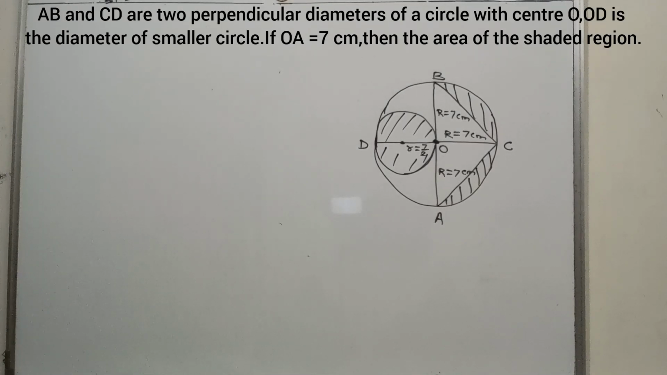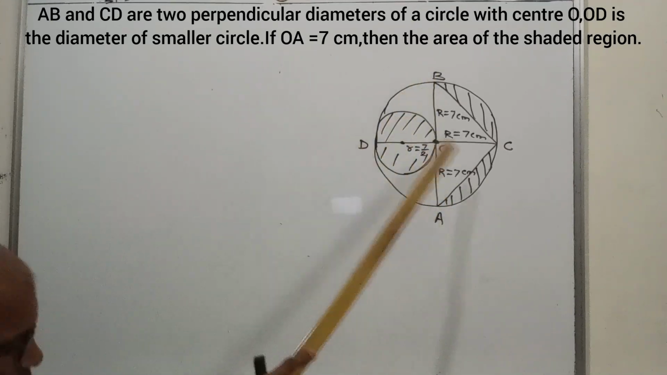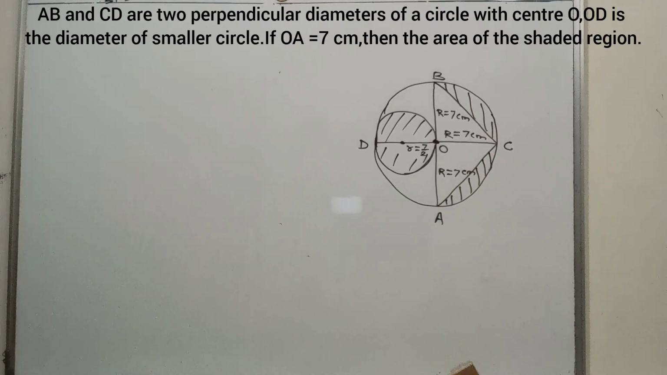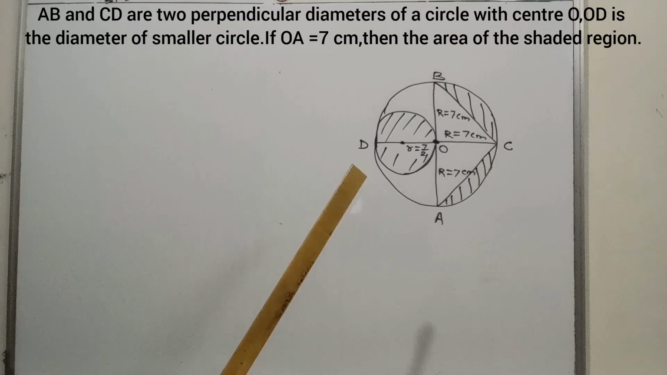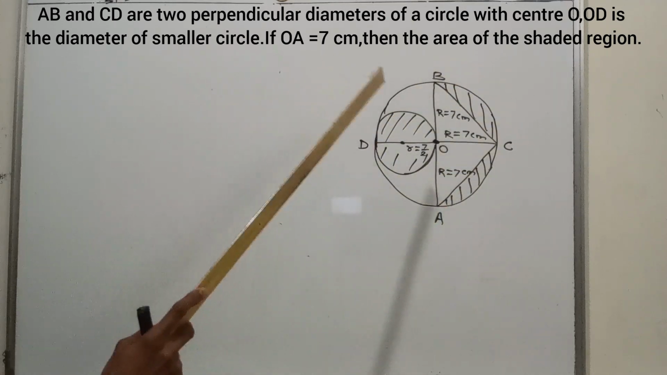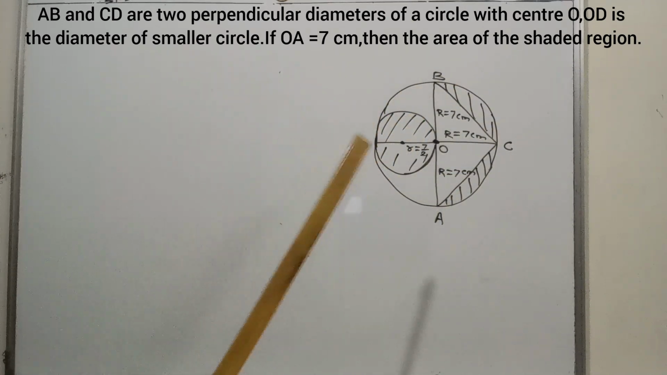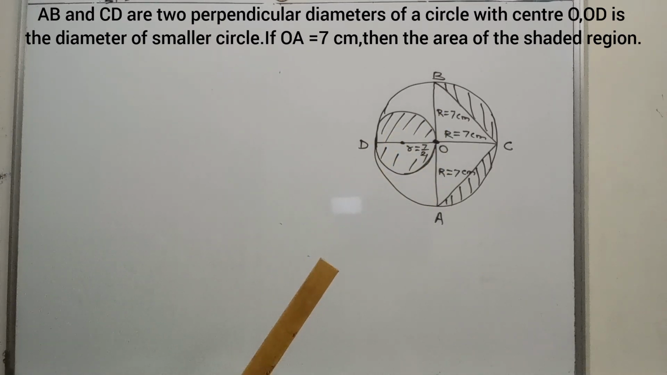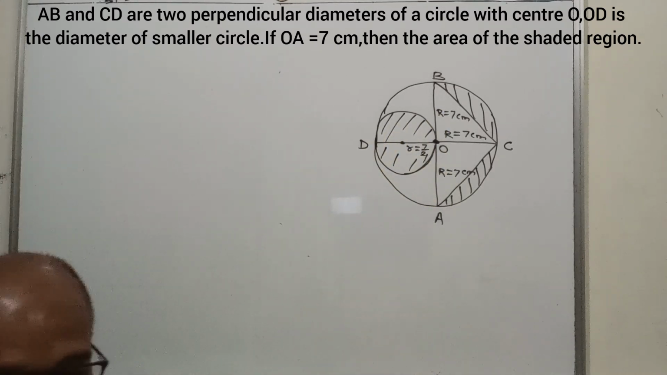Segment AB and segment CD are the diameters of the circle with center O. Segment OD is the diameter of a smaller circle, and OA, the radius of the bigger circle with center O, is equal to 7 centimeters. Find the area of the shaded region.